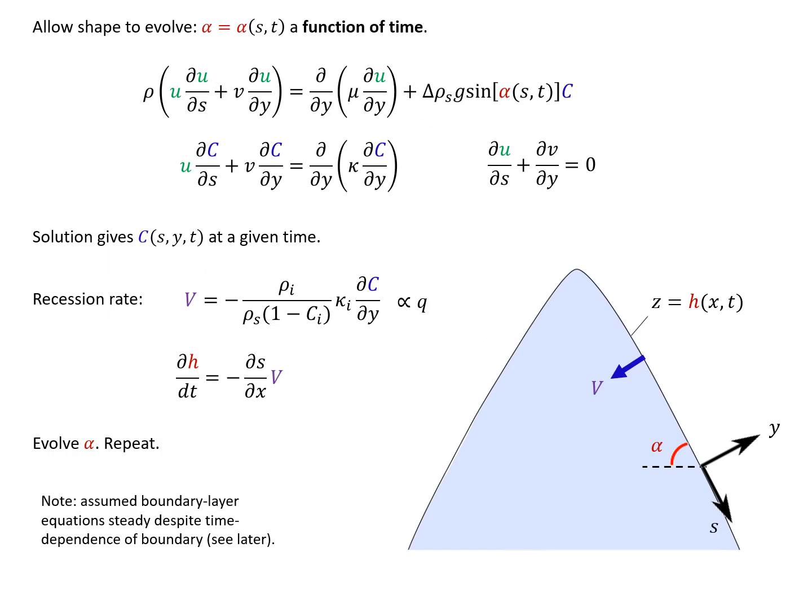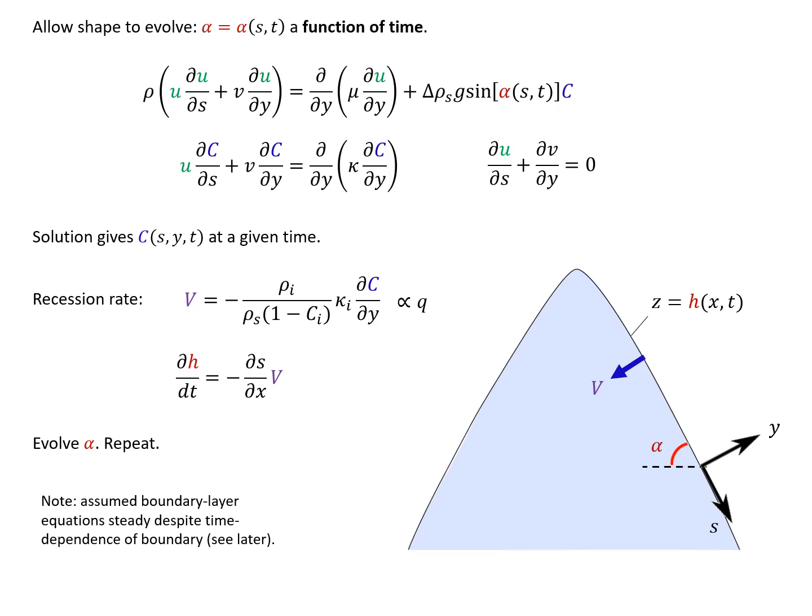So we allow the boundary, which we call h, x of t, to depend on both space and time. And what we're going to do is to couple this boundary layer system at the top here to an evolution equation for h, which we have in the middle here. And that follows from conservation of solute mass along the interface, which says that the normal rate of recession v is proportional to the solute mass flux q.